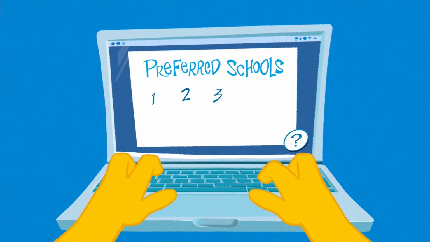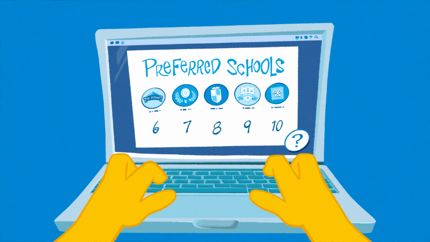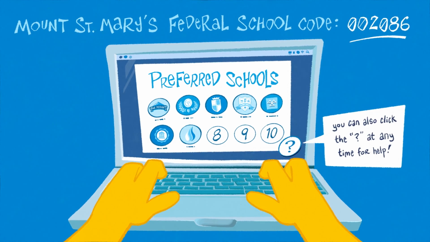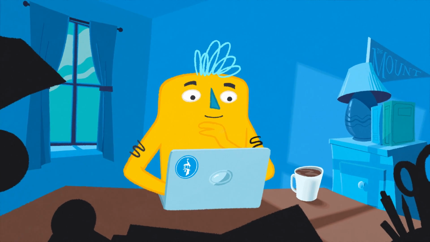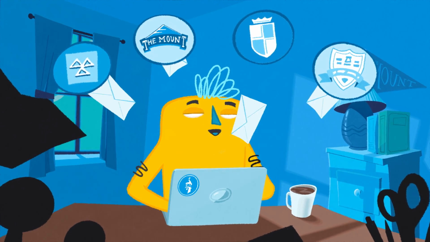After filling in some basic personal information, list your preferred schools, up to 10 total. If you know their federal school codes, enter them. If not, you can search for them by name and location. And don't worry, your list doesn't need to be complete, and you can always change it later. This part just makes it easier to get your info to the people you most want to see it.